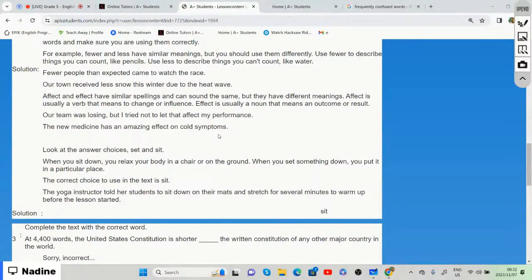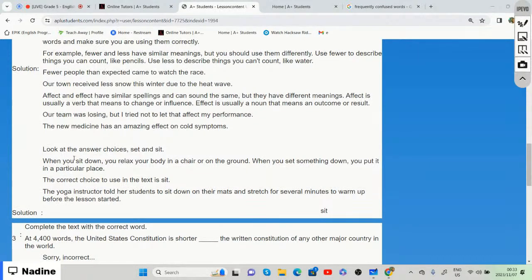And we don't say set something down when it comes to people. So it is sit down. It's where we're relaxing our body, right? In a chair or even on the ground. But set is when you put something down in a particular place.